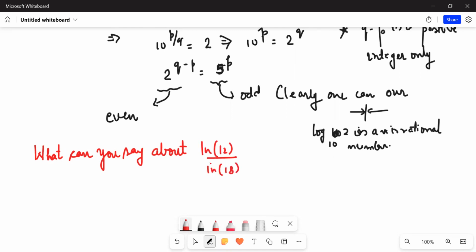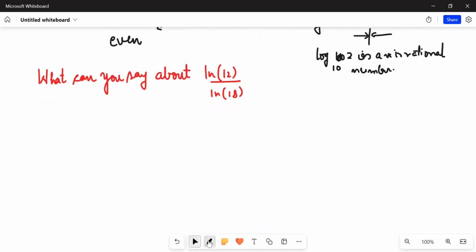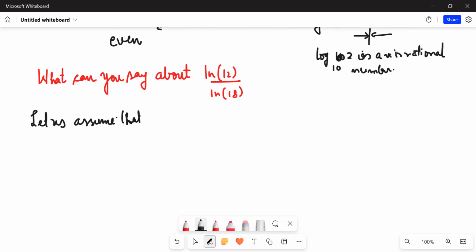ln 12 upon ln 18? Is that a rational number or is that an irrational number? So again, the approach would be the same. Let us assume that ln 12 upon ln 18 is some p over q.